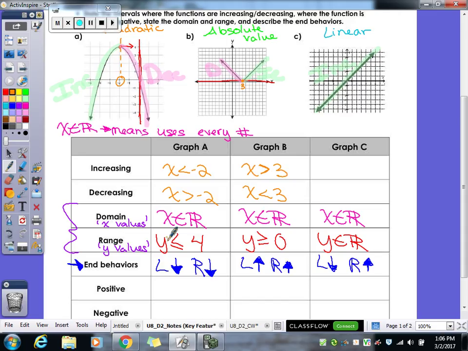Now for our line, we said it was increasing the whole time. So we're just going to put a little line through decreasing because that graph's never decreasing. Since it's always increasing, you write it just like your domain. x is an element of the reals. It's always increasing.